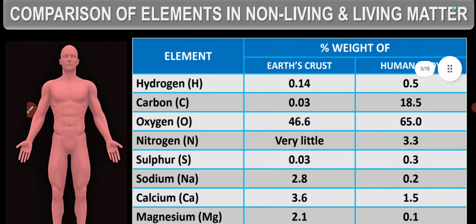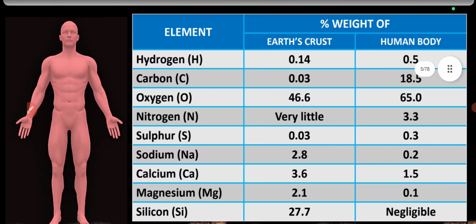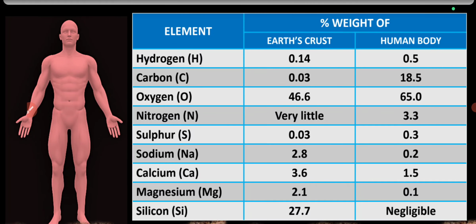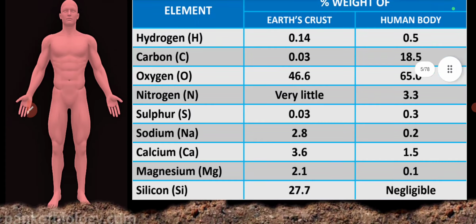Comparison. In this table, also in your NCERT, you can see hydrogen, which is an element, and its percentage in earth crust and human body. As you can see, 0.14 in earth crust, while it is found in 0.5% in human body. Carbon, 0.03 in earth crust, 18.5 in human body. Oxygen also here, nitrogen, sulfur, sodium, calcium, magnesium, silicon.